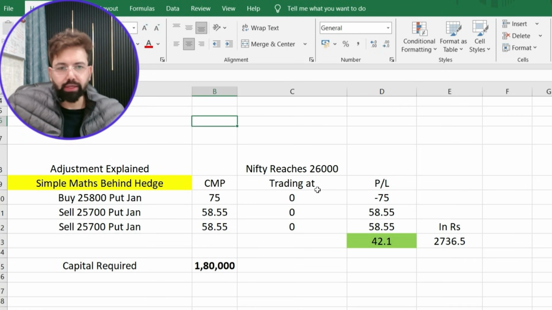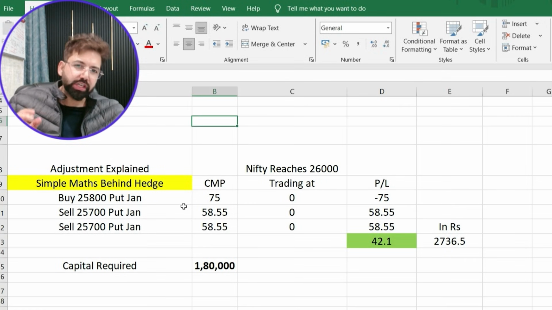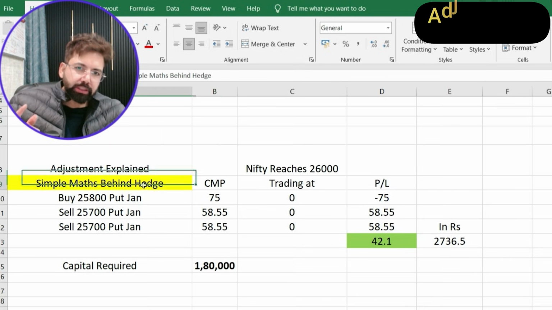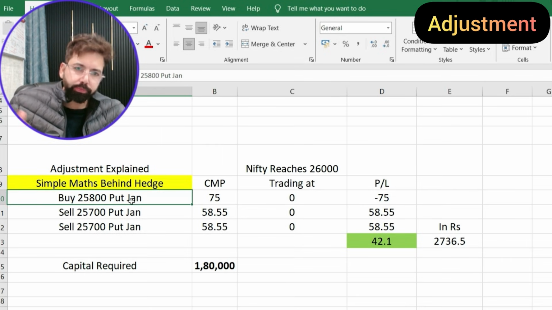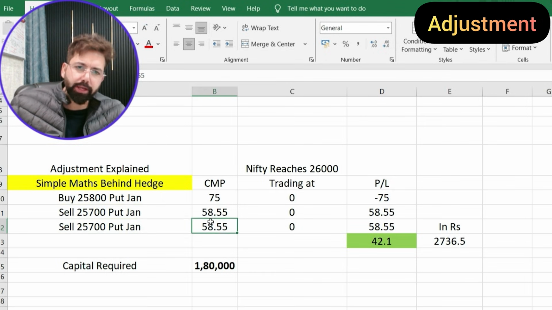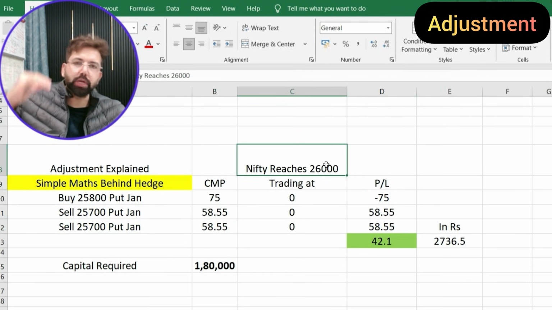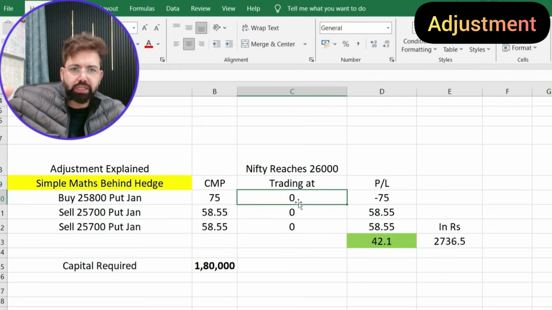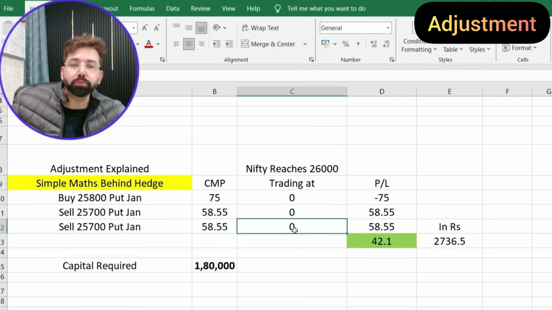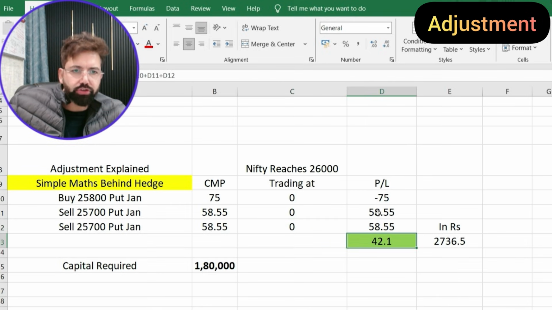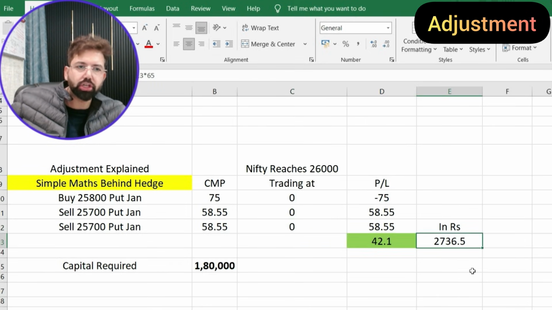Now here I have loaded the Excel for you, which makes things even more clear. Now here the simple maths is that we bought the put. You understand it, right? We sell the put and then we sell again at the same price. If market stays above it, that means 26,000, 26,200, right? Then obviously out of the money puts become what? Out of the money puts become zero, right? This is what happens. Now, if it remains zero, then obviously we look to gain 42 points, which translates to 2736. Simply multiply the points with the lot size.